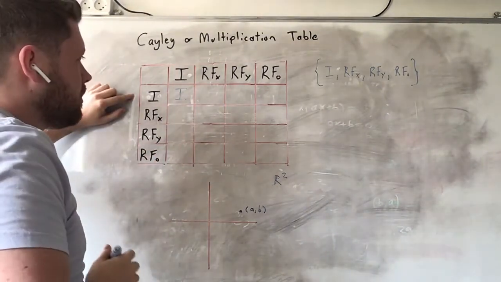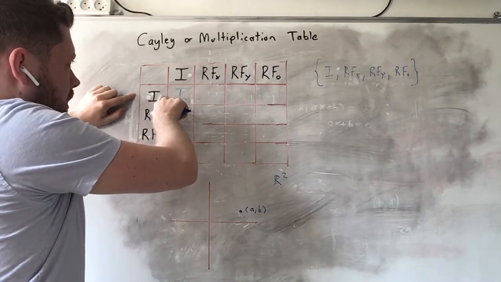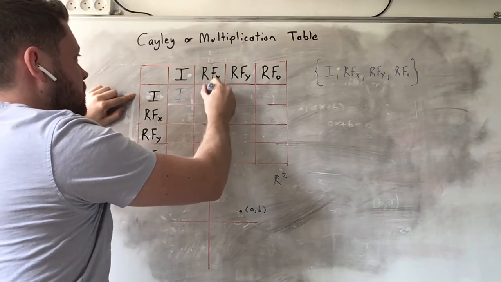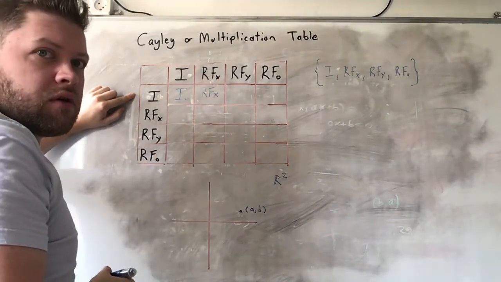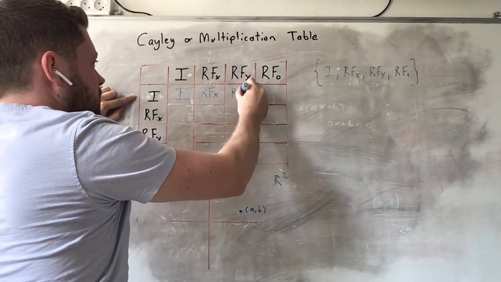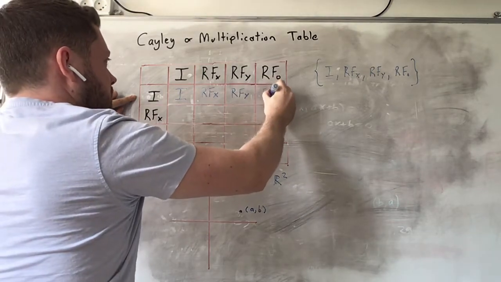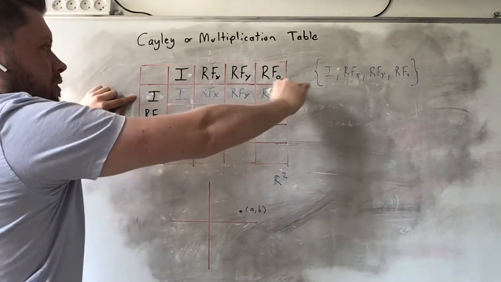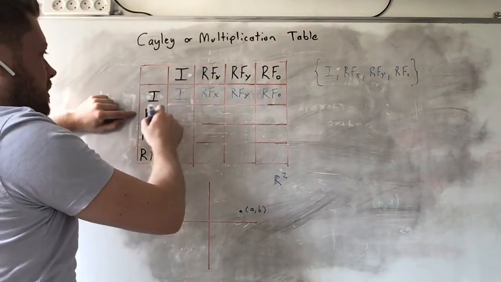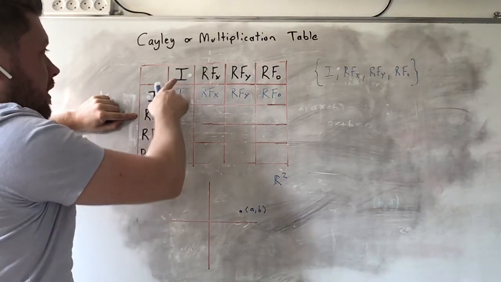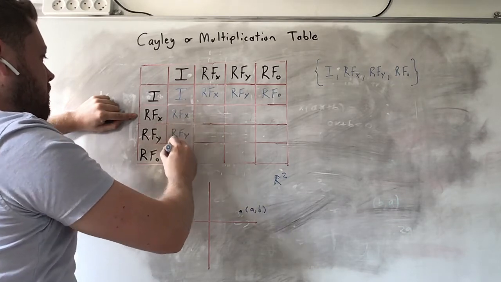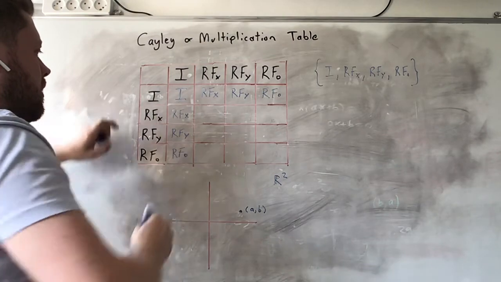If we do nothing and then reflect through the x-axis, then it's the same as just reflecting through the x-axis. If we do nothing and then reflect through the y-axis, it's the same as just reflecting through the y-axis, and you get the idea. That entire row is reproduced from above. Same with this column here. If you reflect in the x-axis first and then do nothing, it's the same as reflecting in the x-axis, and so on down this column. Excellent.